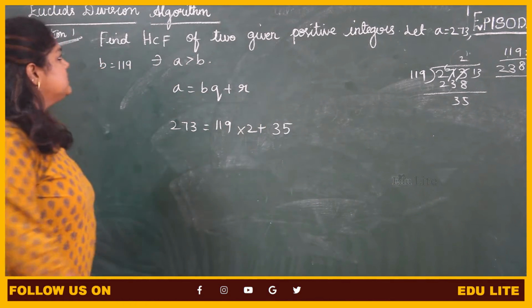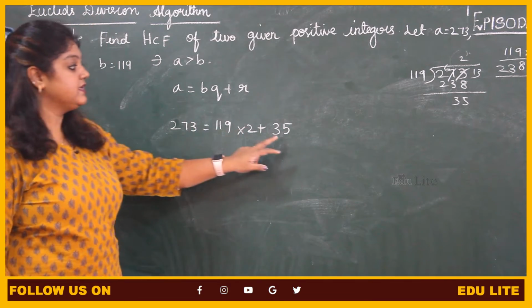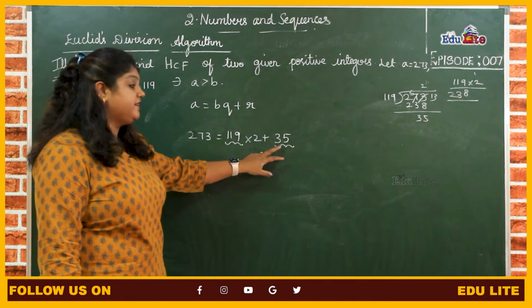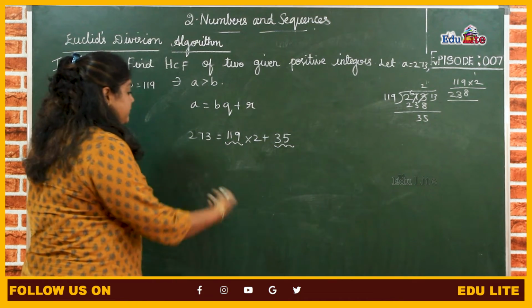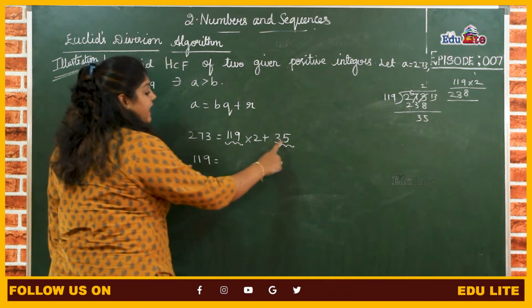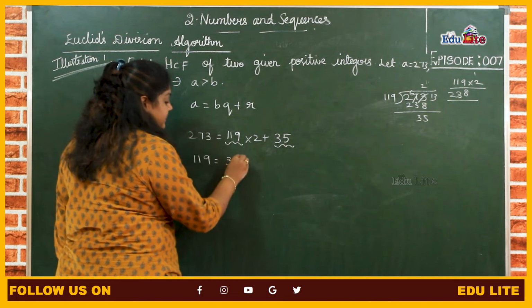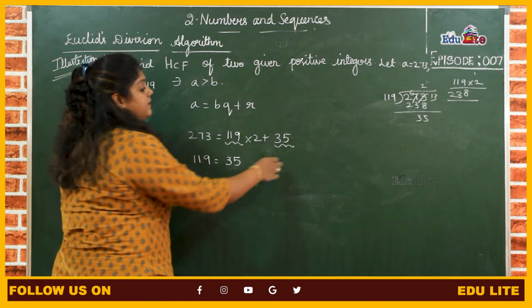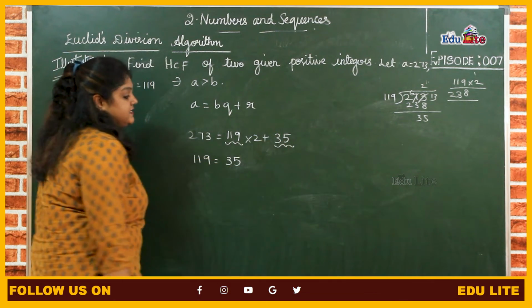Okay. So what is Euclid's division algorithm? We have to proceed with Euclid's division algorithm until the remainder becomes 0. Here the remainder is not 0, so we have to proceed. Next step, this 119 will become the dividend and this 35 will become the divisor. This is how we have to proceed with the Euclid's division algorithm until we get the remainder as 0.